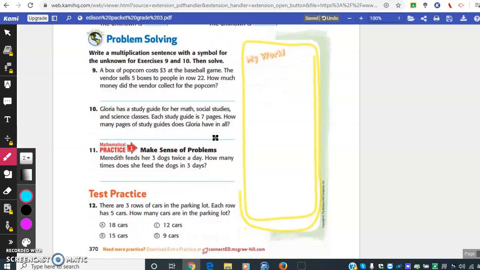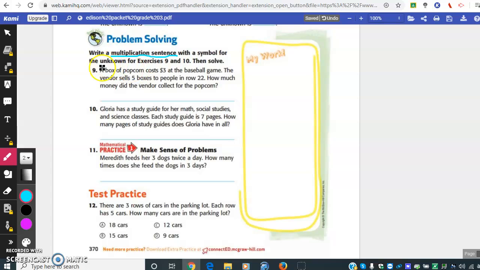We need to write a multiplication sentence with a symbol for the unknown for exercises 9 and 10. And I want to underline this part right here. Make a multiplication sentence, because there is always more than one way to do something, but they are specific here. They want us to use multiplication.